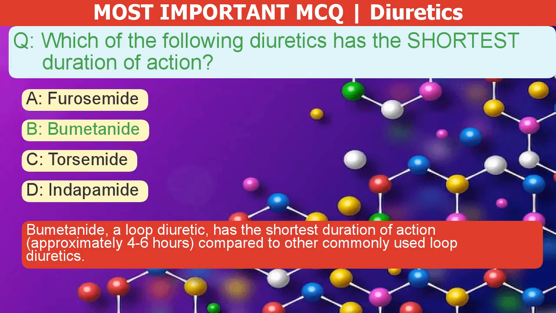The correct answer is B. Bumetanide, a loop diuretic, has the shortest duration of action, approximately 4-6 hours, compared to other commonly used loop diuretics.